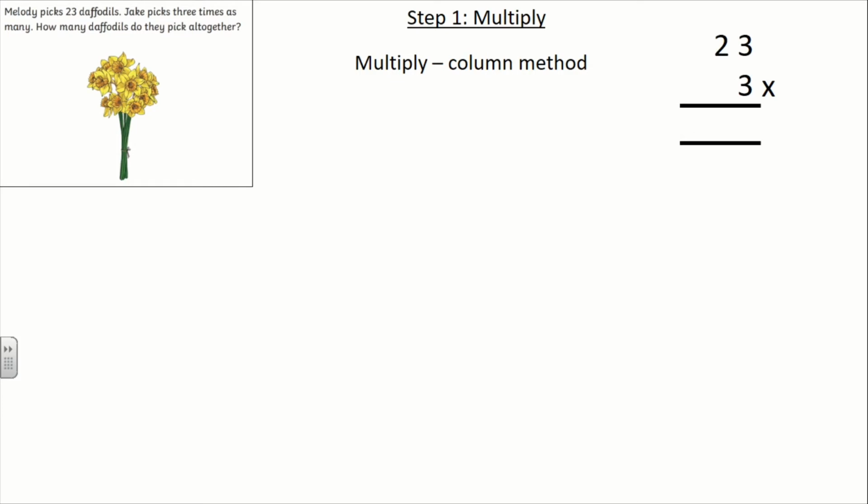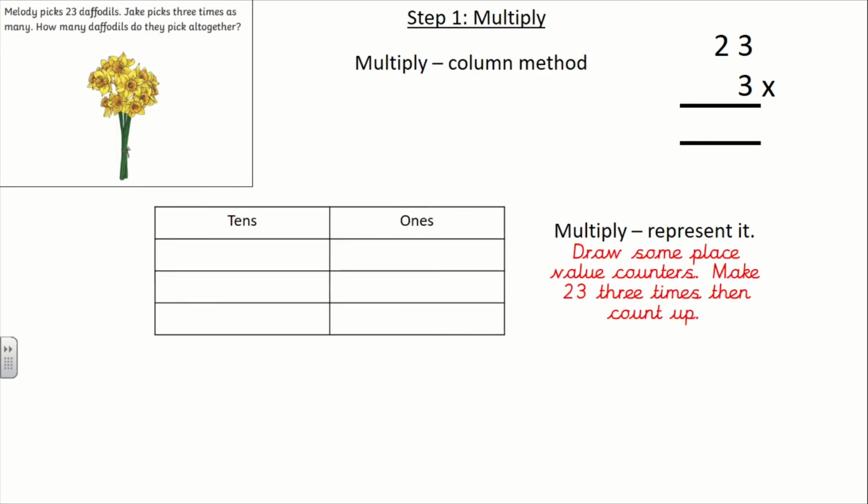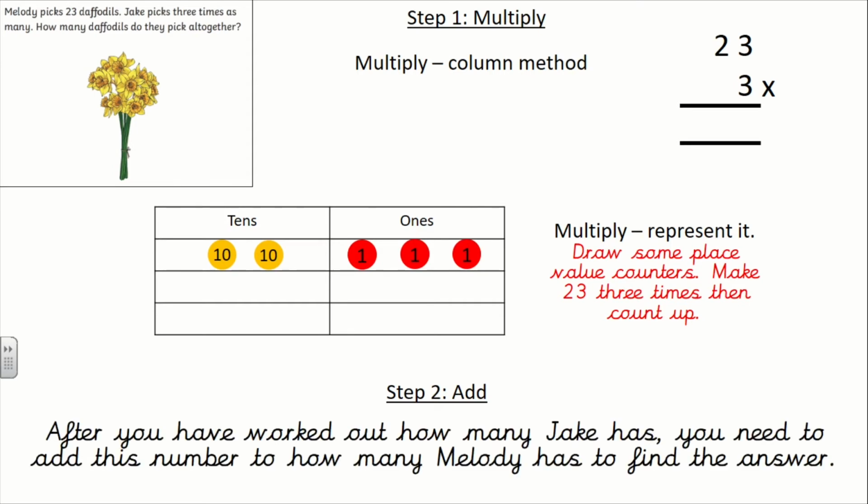So do 3 times by 3, then 2 times by 3. Or you could draw some place value counters to help you do this. So using 3 rows, you would then draw 23 3 times. This would help you to find out what Jake has picked, so you would then know Jake's answer. So once you know Jake's answer, you would then add that number to how many Melody already has to find your answer. So the first part is to multiply to find out how many Jake has. The second part is to add Jake's number to Melody's number to find your answer.